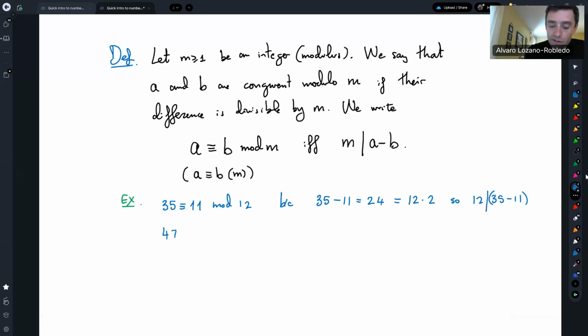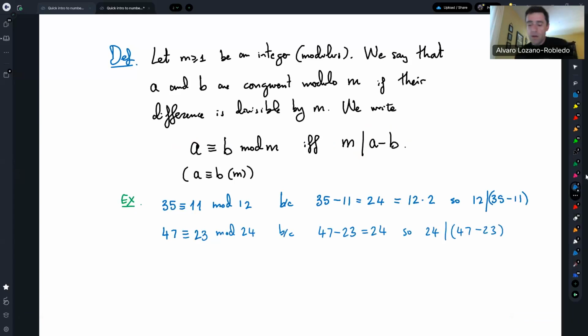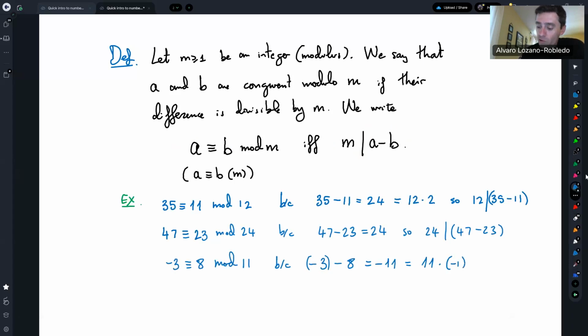How about, for example, 47 is congruent to 23 modulo 24, because 47 minus 23 is 24. So 24 does divide the difference. This definition works for all integers. So I can also say that minus 3 is congruent to 8 modulo 11 because minus 3 minus 8 is minus 11, and minus 11 is 11 times minus 1. So yes, 11 does divide the difference, and therefore minus 3 and 8 are congruent modulo 11.